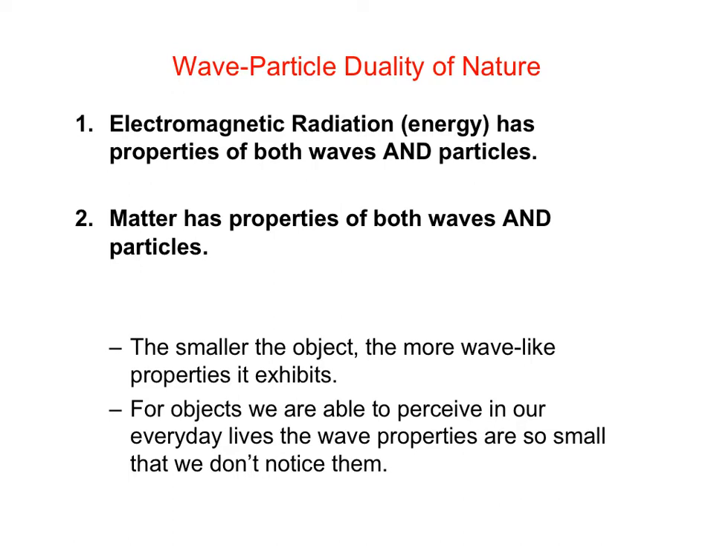But as objects get smaller, as the particles get smaller, as the pieces of matter get smaller, the wave-like properties become more apparent. And by the time you get to something as small as an electron, it becomes vital to consider the wave-like properties if we're going to describe them correctly. And this is why earlier models of the atom didn't work, because they weren't taking into account the wave-like properties of electrons.